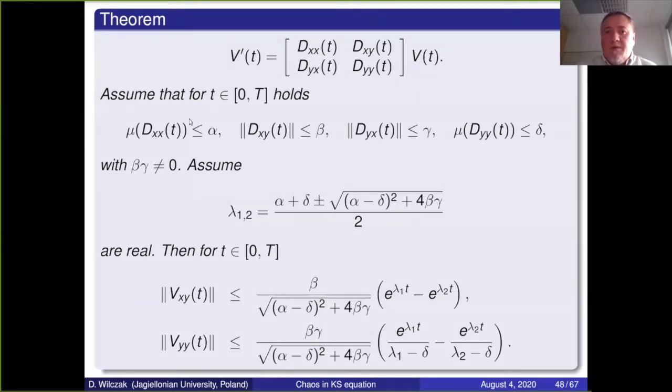So we can compute the logarithmic norm of the diagonal blocks. This is alpha and delta, sorry, and beta, and regular norms of the off-diagonal blocks. And if those two, b and gamma, are non-zero, then we can compute explicit numbers lambda 1, lambda 2, and norms of the solutions to the system of those two blocks, Vxy and Vyy, satisfy these inequalities. These are explicitly computable numbers. This is very technical, but very easy to prove, actually.